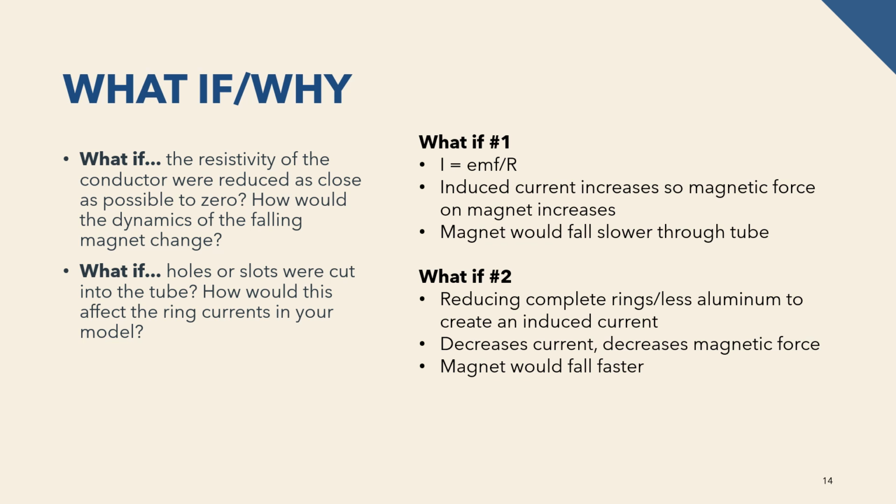What if holes or slots were cut into the tube? How would this affect the ring currents in your model? Holes or slots would reduce the number of complete rings and result in less aluminum to create an induced current. A decreased induced current decreases magnetic force, and therefore the magnet would fall faster.